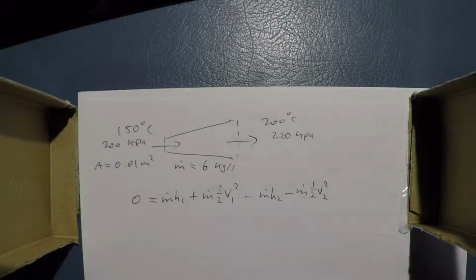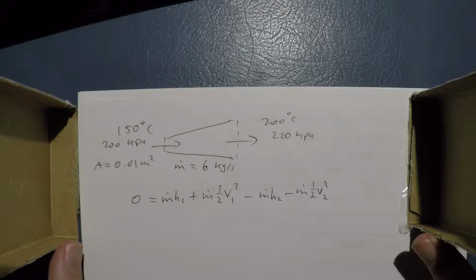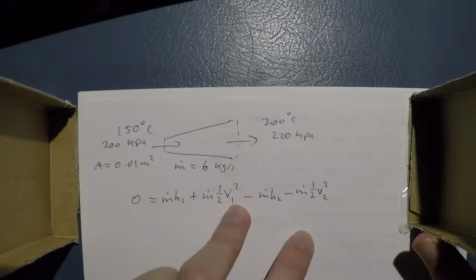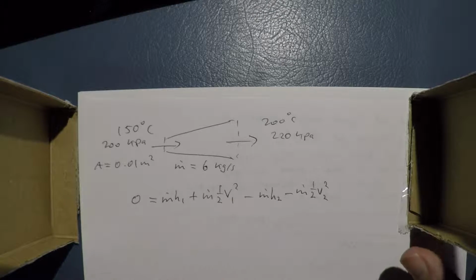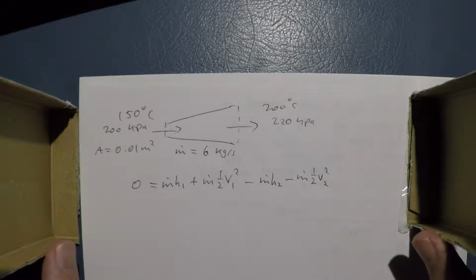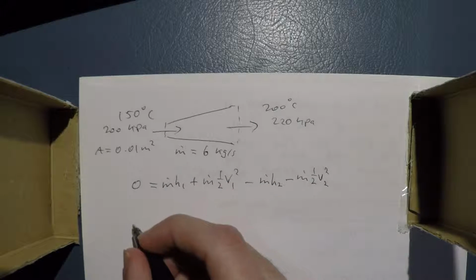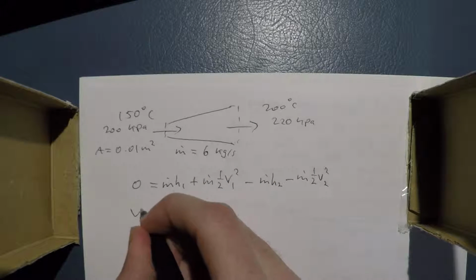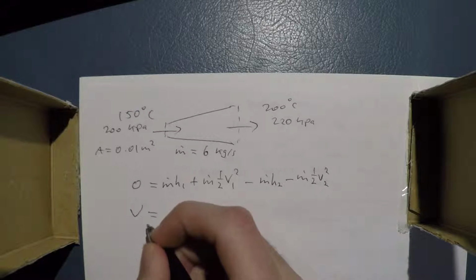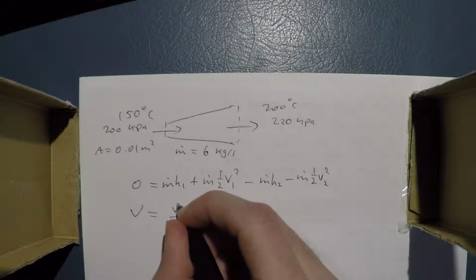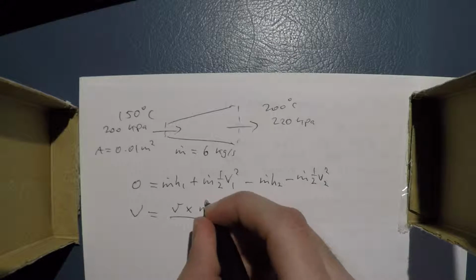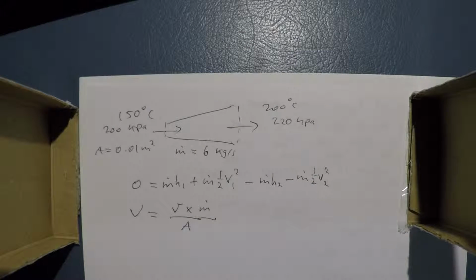Now you might have noticed there's a bit of an issue here. We have two unknowns in our equation. We don't know either velocity, but luckily there is a formula which we can use, which is that the velocity equals the specific volume multiplied by the mass flow rate over the area.